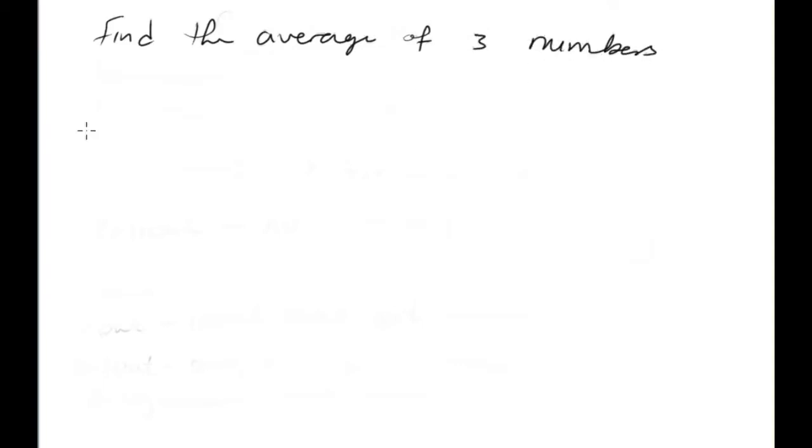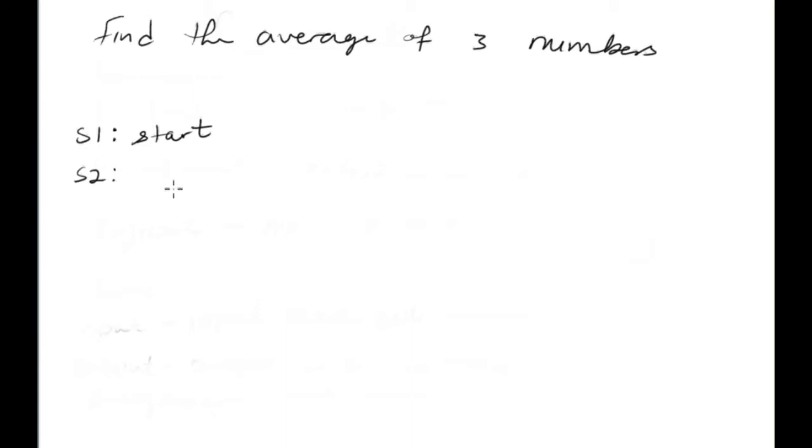Okay, so for the first example, we're going to write a pseudocode algorithm that will find the average of three numbers. Alright? Step 1. First thing we always do is to start. Step 2. Now we're going to try and get the three numbers from the user.